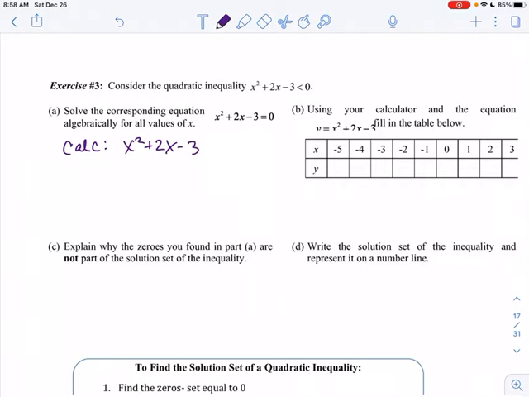All right, I'm going to go to second table. And they want me to copy down the values from negative 5. So I'm going to have to scroll up. So negative 5 is 12.